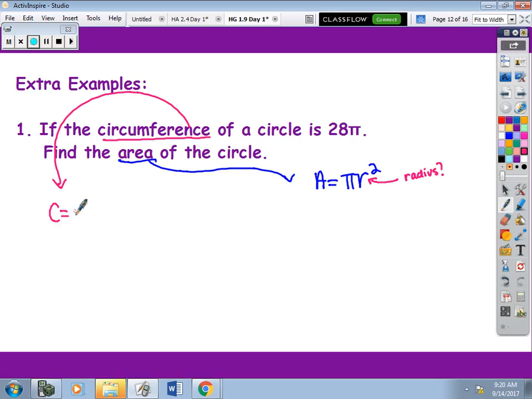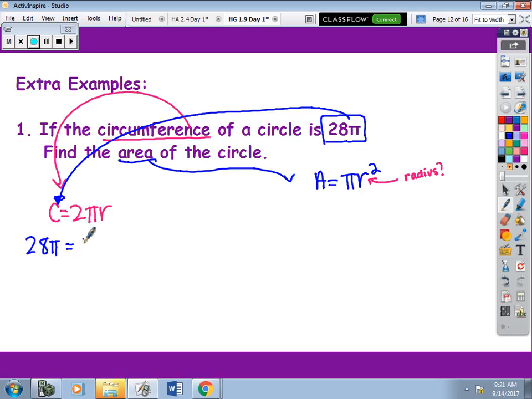Now again, there's pi d or 2 pi r, but since I want to find the radius, I'm going to use the 2 pi r formula. And they've told me that the circumference is 28 pi. So 28 pi is going to go in for C. That's why you always want to make sure that you have an equal sign with something on the other side. You don't just want to write down 2 pi r, 2 pi r, 2 pi r. You want c equals 2 pi r. So we'll have 28 pi equals 2 pi r. How would I solve for r?